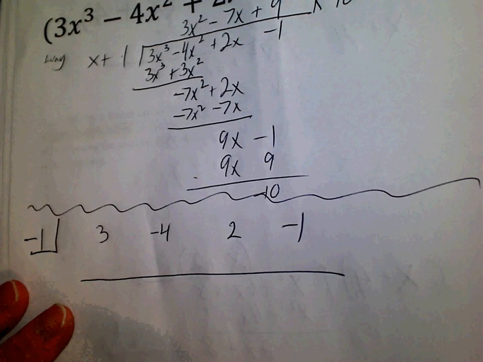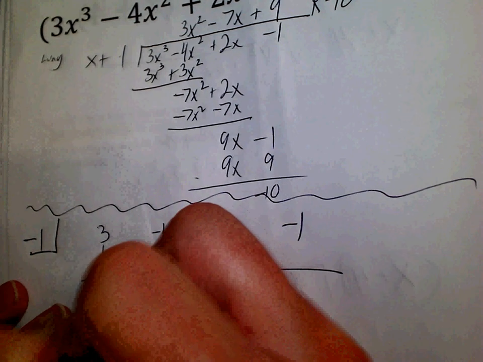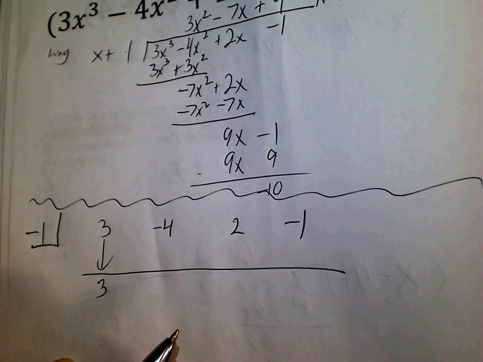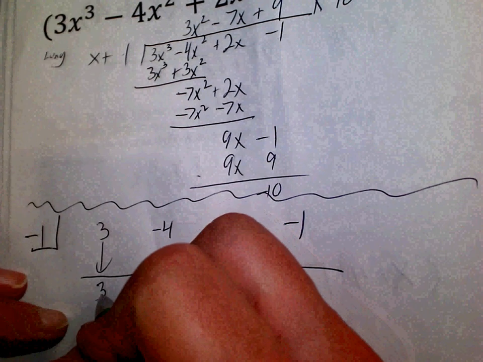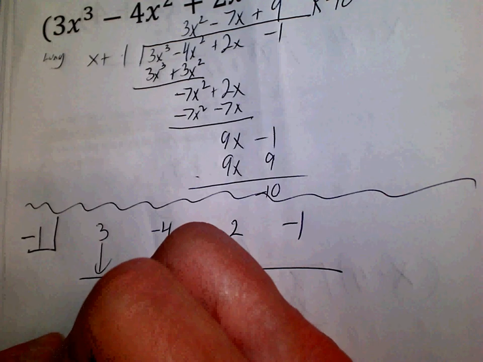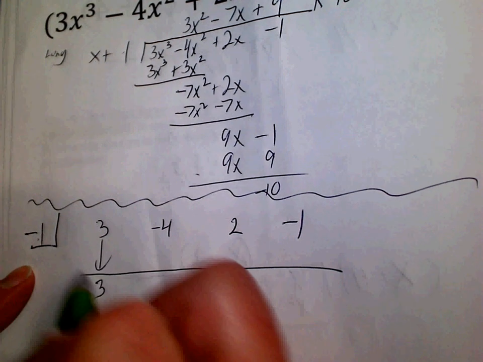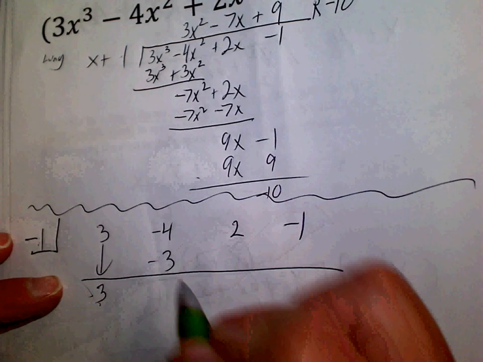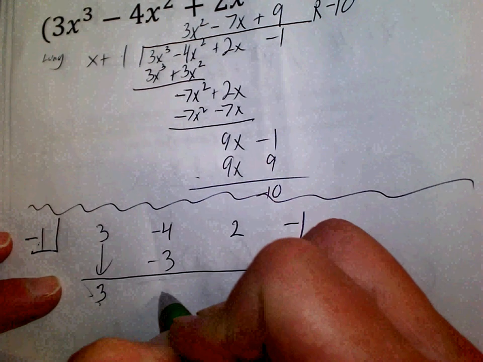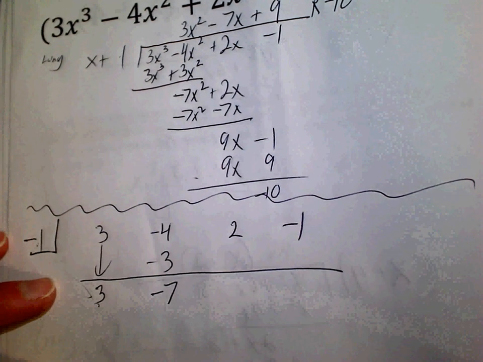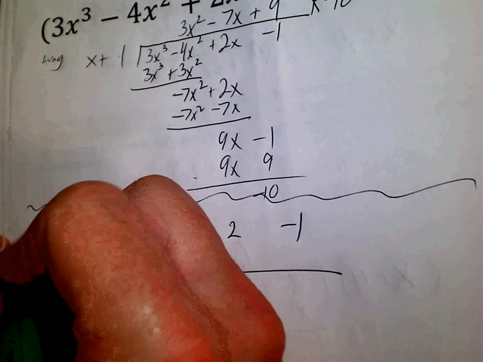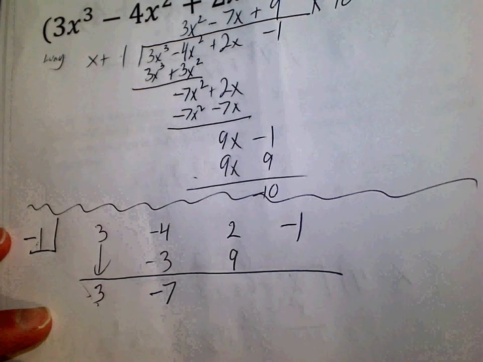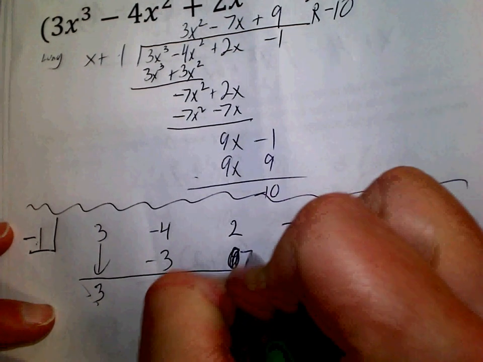The first number comes straight down, 3. So you just bring the first number down. It's kind of like a free space in bingo. It just comes down. You multiply at this angle. Negative 1 times 3 is negative 3. You add down. Negative 7. You multiply at this angle. Negative 1 times negative 7 is 7. Add down.